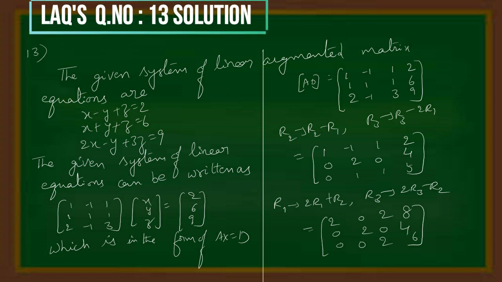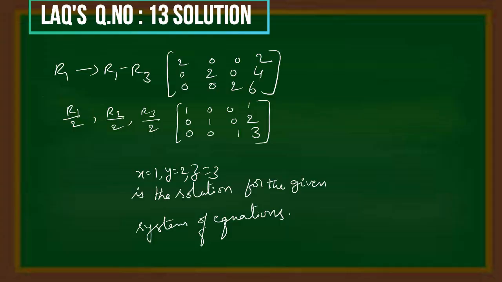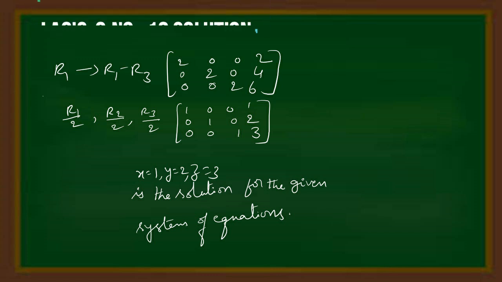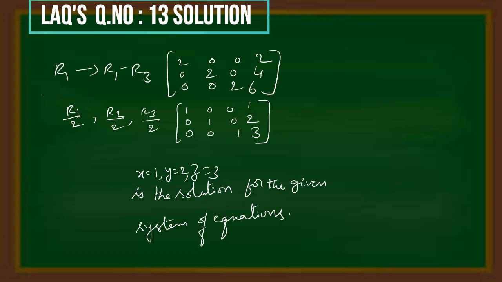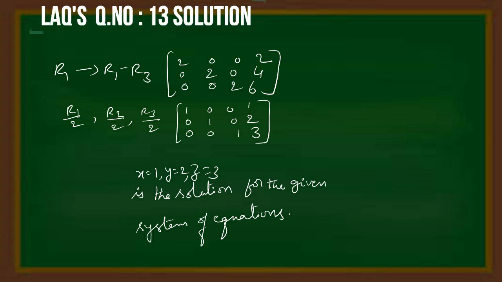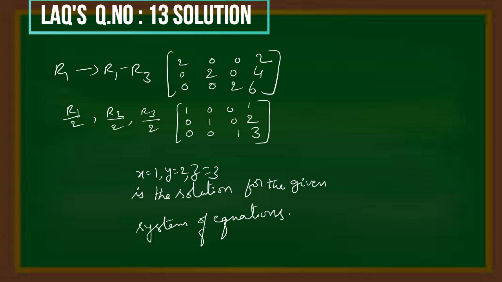Here we use R2 to change the second elements in R1 and R3 as zeros. The row operations are R1 changes to 2R1 plus R2 and R3 changes to 2R3 minus R2. Then the matrix is 2, 0, 2, 8, 0, 2, 0, 4, 0, 0, 2, 6. Now we use R3 to take 0 in the third place in R1. That is R1 changes to R1 minus R3. Then the matrix is 2, 0, 0, 2, 0, 2, 0, 4, 0, 0, 2, 6.